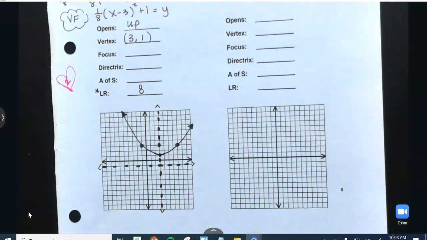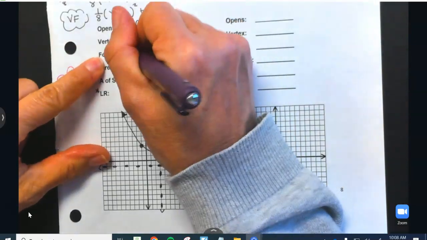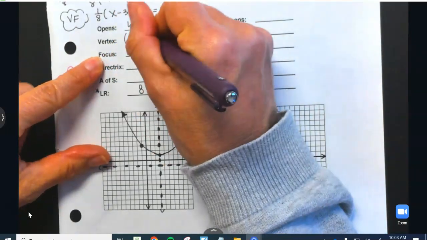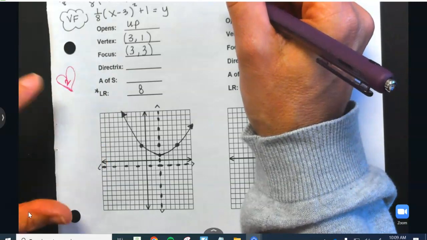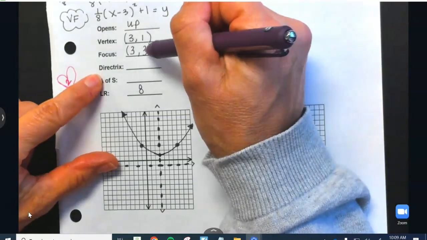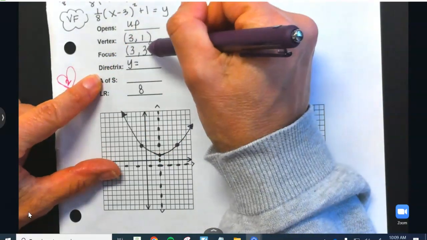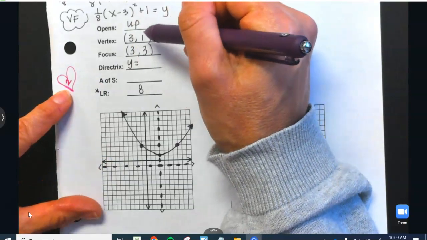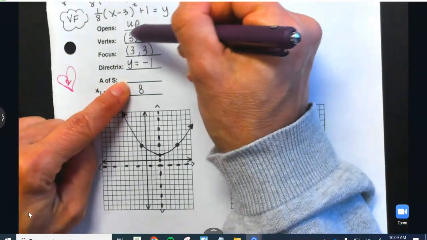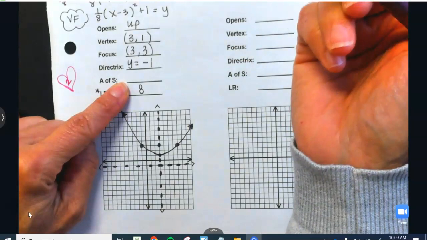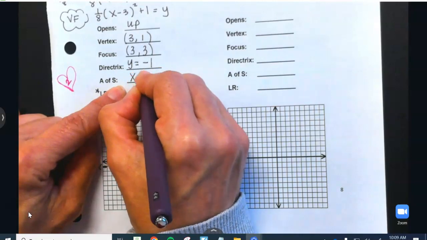All right, I have shown everything that I am expecting you to show on a test or quiz. Let's go back and fill in the blanks. All right, focus. Remember, the focus was 2 places up, which means the 3 stayed the same and the y value turned into a 3. Remember, the directrix was p places down. So what is changing in these ordered pairs? The y value is changing. So the directrix is going to be y equals -1. The axis of symmetry is always the number in the ordered pairs that are not changing. Those are the x values, so x equals 3, and that's it.